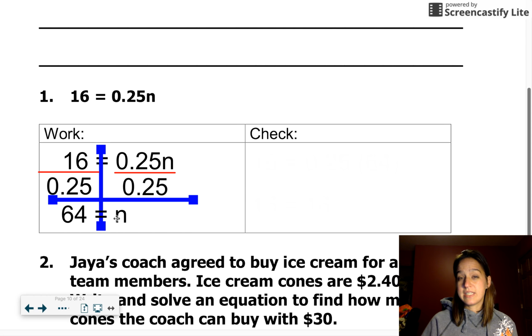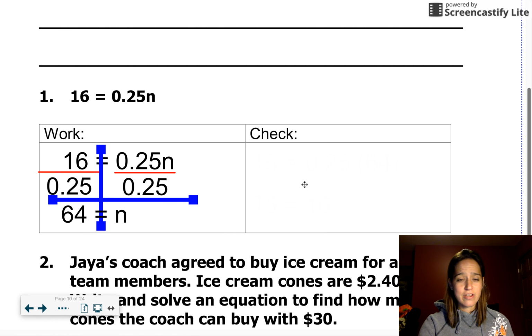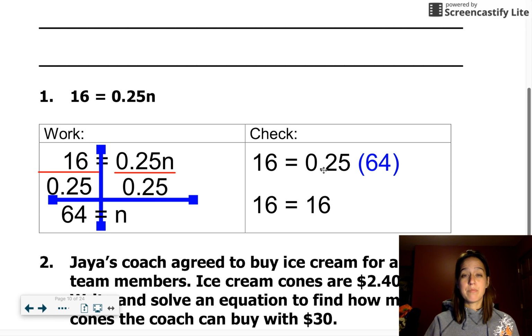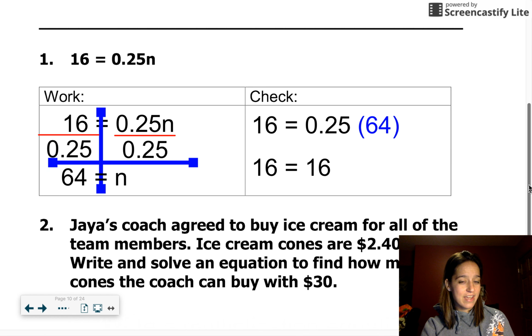But we want to make sure that we did plug it in correctly and did everything right, so we still are going to check to make sure that our answer is correct. We're going to go over here and check our answer. I wrote 16 equals 0.25 times 64, and I didn't just write it down. I actually typed it into my calculator, 0.25 times 64, and I hit equals to make sure that indeed I did get that 16. Because I did, I get to move on, because that means I'm right.